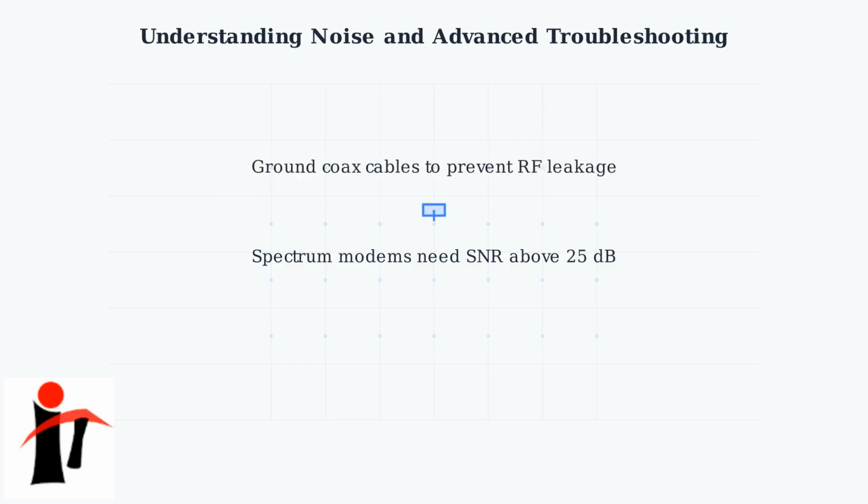Properly ground your coaxial cables to eliminate radio frequency leakage and reduce electromagnetic interference. Ferrite chokes are magnetic cores that can be attached to cables to suppress high-frequency noise.